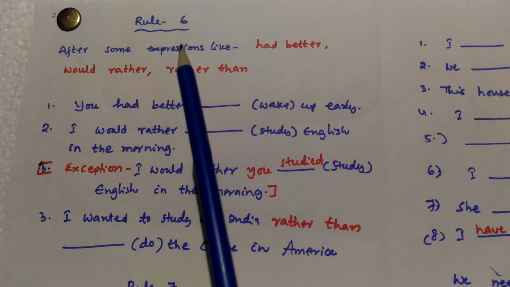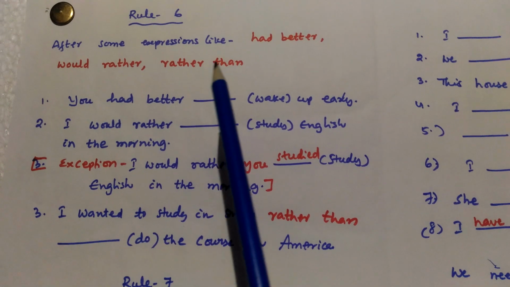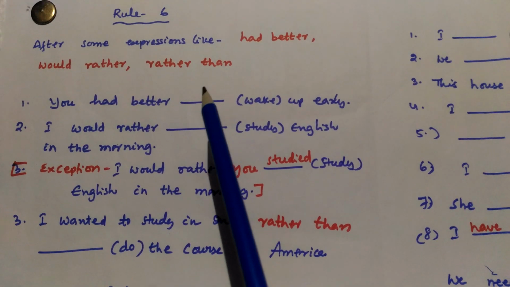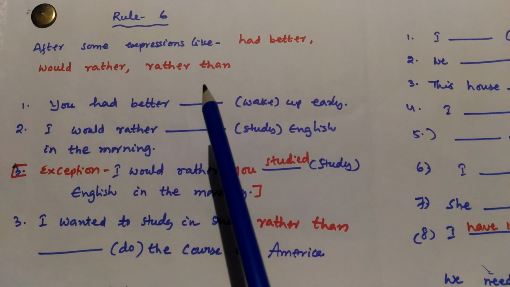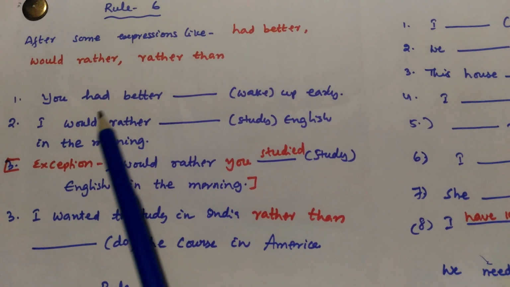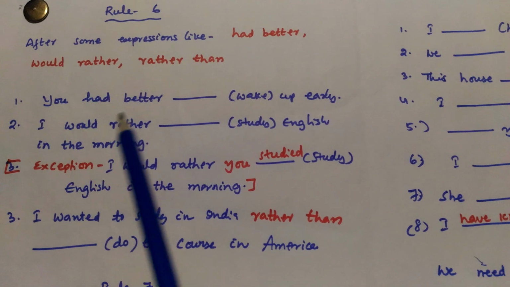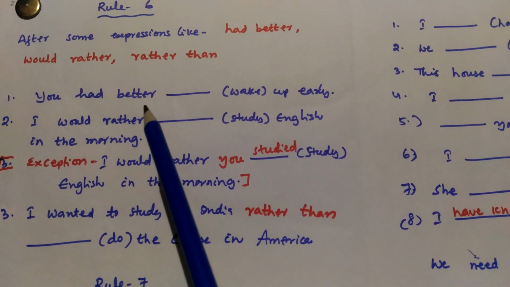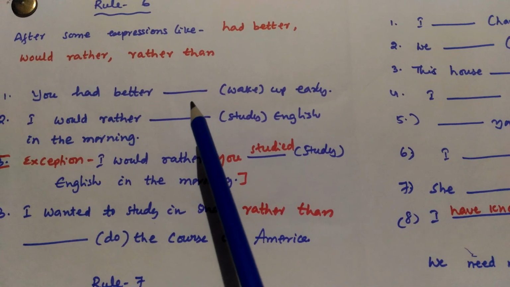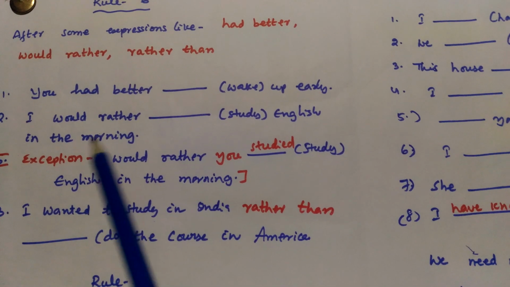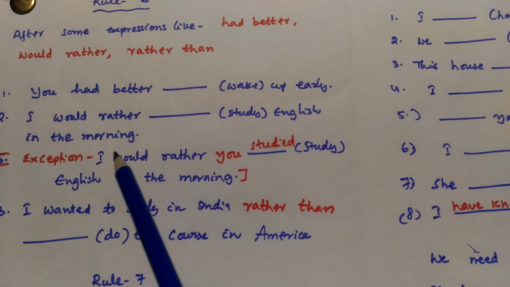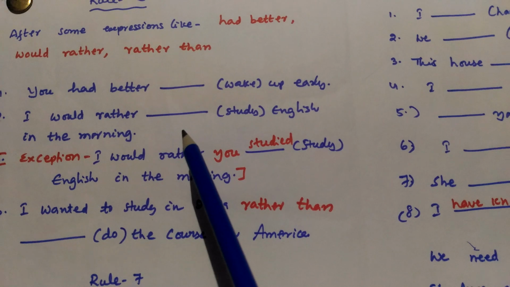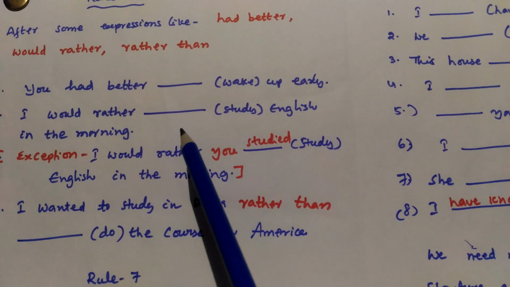Here, rule number 6. After some expressions like had better, would rather, than, we have to use only verb 1 form, that is base form. Look at this example. You had better dash wake up early. Here, after had better expression, we have to write only base form, that is wake. And I would rather dash study English in the morning. Here, after would rather, we have to write verb in the base form, that is study will be the right answer.